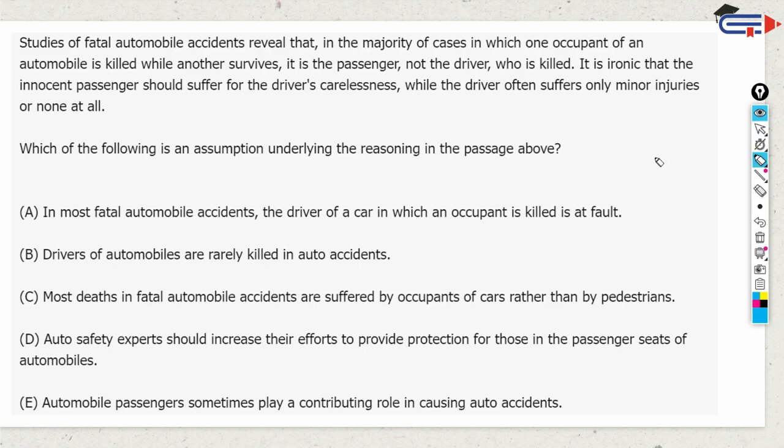Okay, let's have a look. Which of the following is an assumption underlying the reasoning in the passage above? So there is some passage, some reasoning. We have to find out what an assumption is in this reasoning or argument.